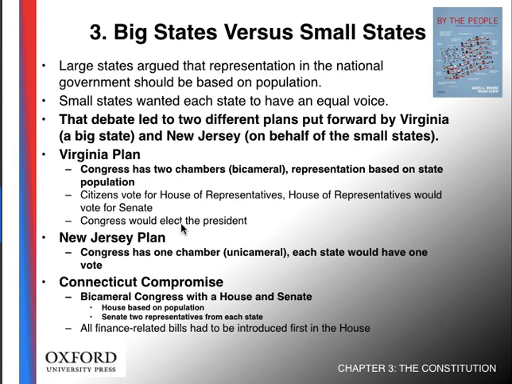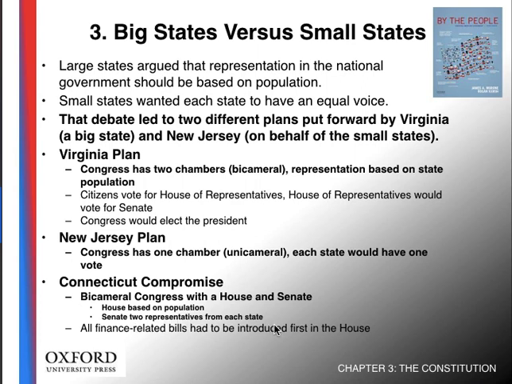We think that it should be just one chamber, a unicameral Congress, and that each state should just have one vote, one representative. So that would mean that the small states would have the exact amount of power as the larger states with many more people in them. So they came to a compromise, called the Connecticut Compromise, that they would have a bicameral Congress, which is what we have now, the House of Representatives and the Senate. The House would be based on population, and the Senate would be equal representation, meaning two representatives for each state.